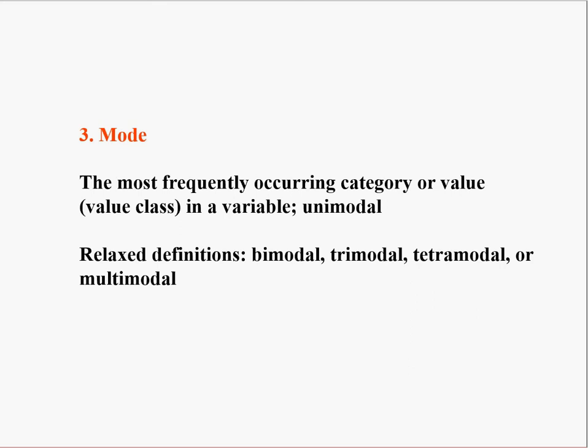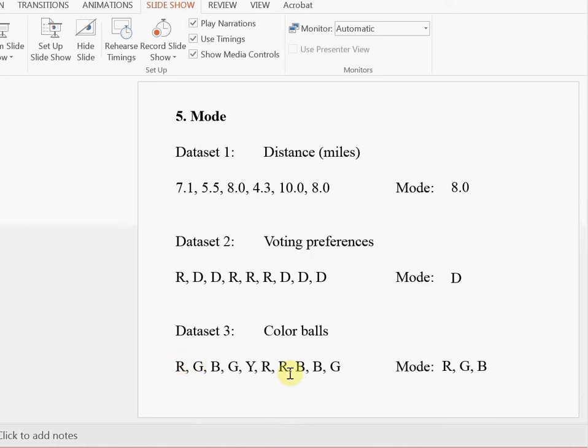But also there are times a data set may have 2 modes, even 3 modes. That's why you have a bimodal data set, trimodal data set, so on and so forth, multimodal data set. If you look at this example for this data set, I see color balls: red ball, green ball, blue ball, green ball, yellow ball, red ball, red ball, blue ball, blue ball. Therefore, you can see red occurs 3 times, green ball occurs 3 times, and blue ball occurs 3 times. Therefore, this data set has 3 modes: red, green, and blue.